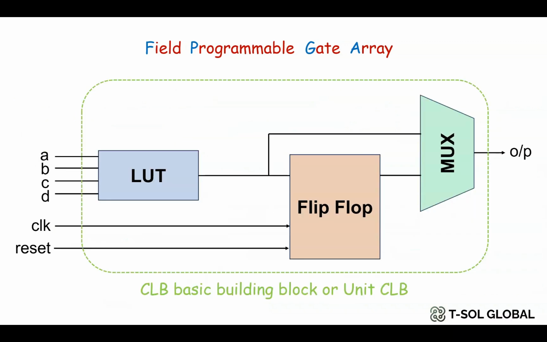Next, we have a basic building block, or one unit of a CLB. It includes a lookup table or LUT. Most of the LUTs have 4 or 6 inputs and a single output. You may find older FPGAs with 3 inputs. CLBs also have a flip-flop and a multiplexer or mux.